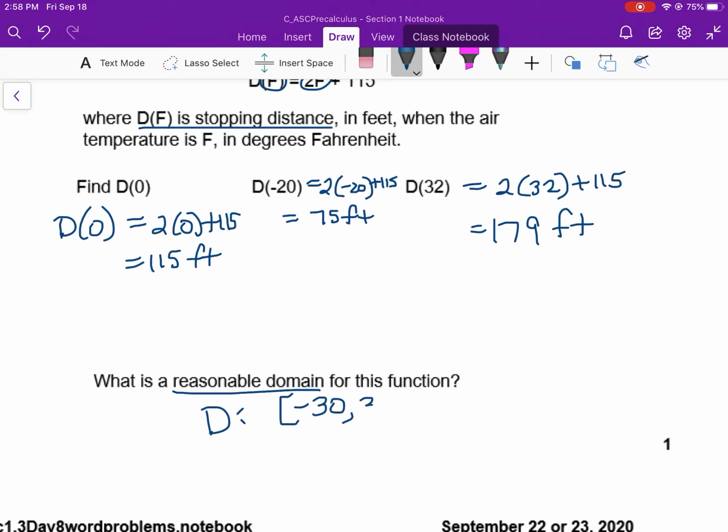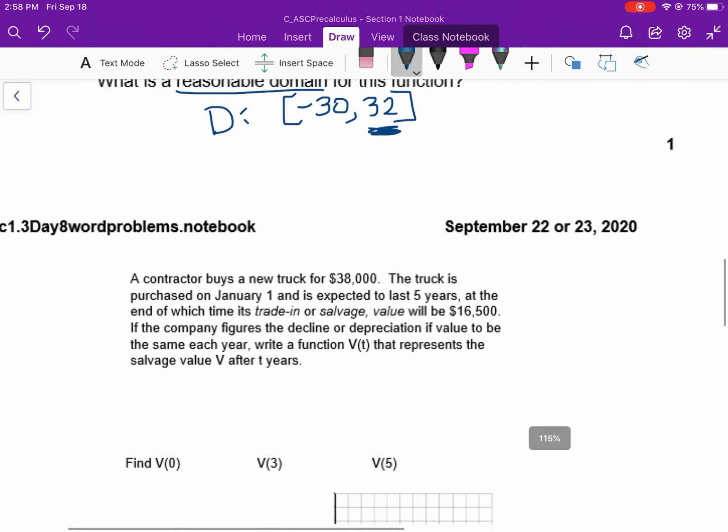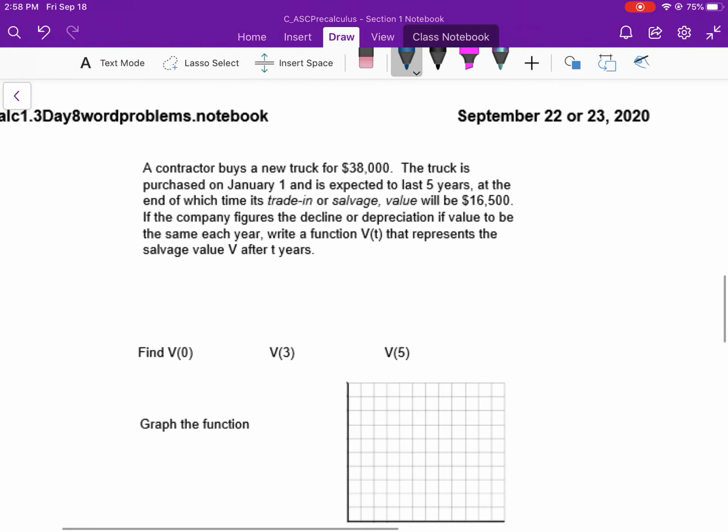Oh, 32, right? After 32 it becomes water, so we don't have the ice anymore. So a reasonable domain could be something like this. And whether we include those numbers or not doesn't matter. But 32 is kind of important because after 32 it stops being ice, right? There's no more ice.